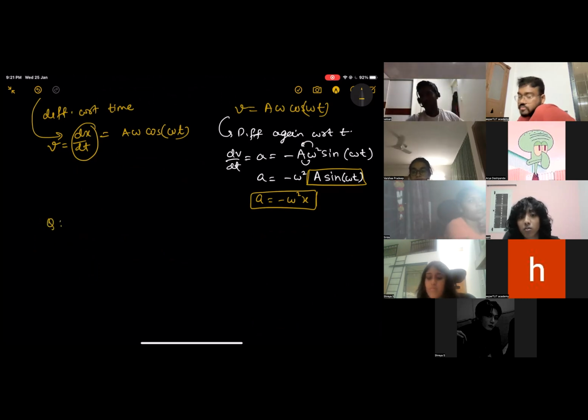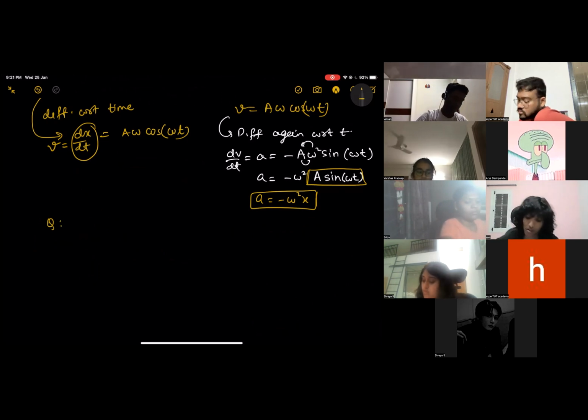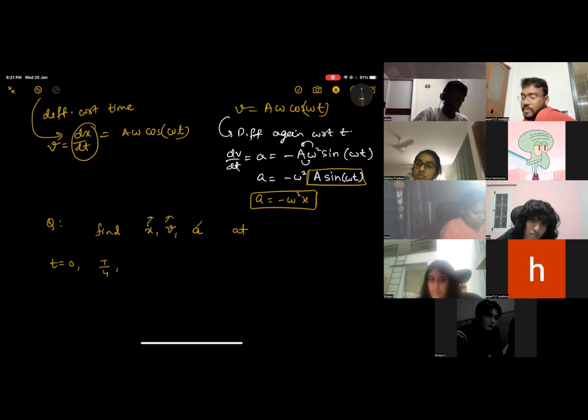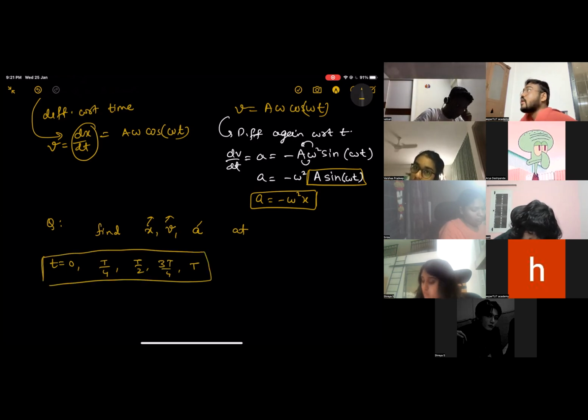Question. Find x, v, and a at t equal to 0, T by 4, T by 2, 3T by 4 and capital T. x means displacement, v means velocity and a means acceleration. You have to tell where the particle is.